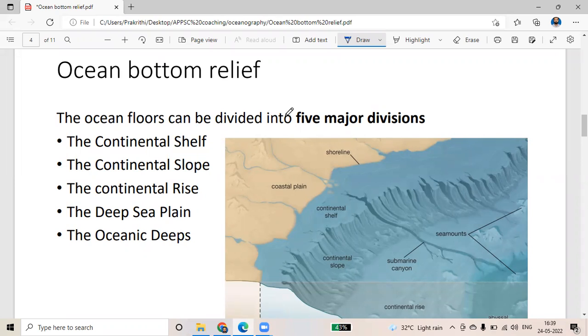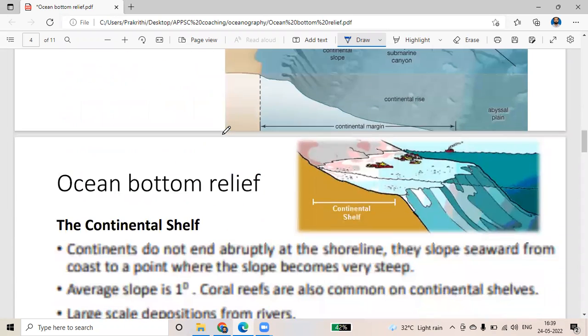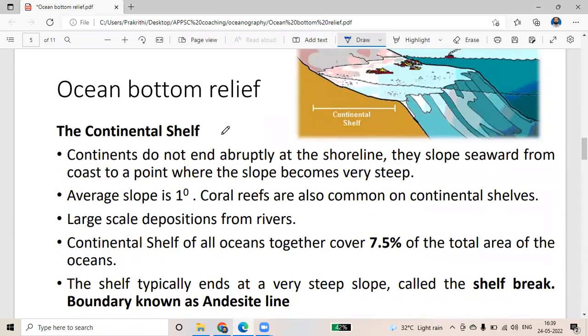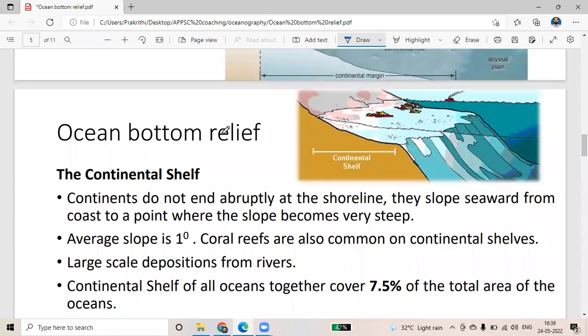So these are the major oceanic bottom relief: the continental shelf, then the continental slope, then the continental rise, then the deep sea plain, and finally the oceanic deeps. Let's see each of these in detail. The first one is the continental shelf region.